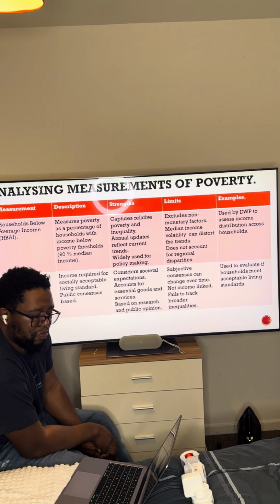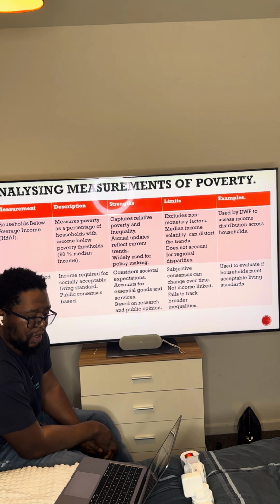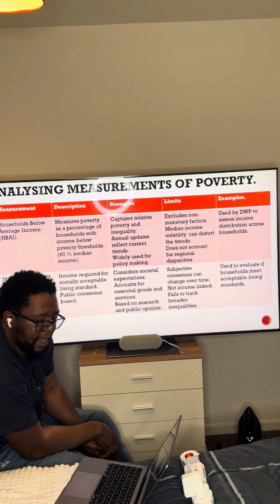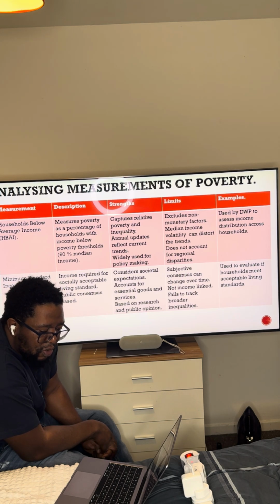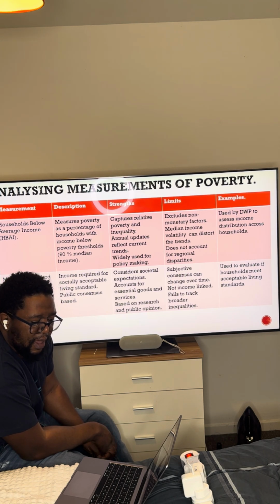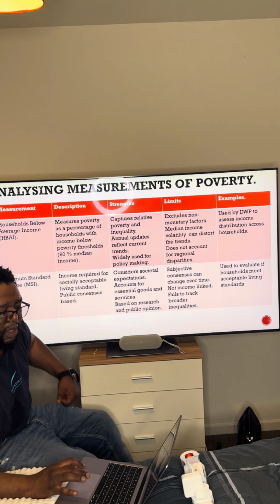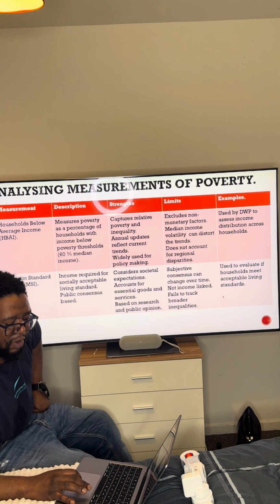The next one is minimum income standard. Description: income required for socially acceptable living. Strength: considers societal expectations. Limitations: subjective consensus can change over time. Example: used to evaluate if households meet acceptable living standards.